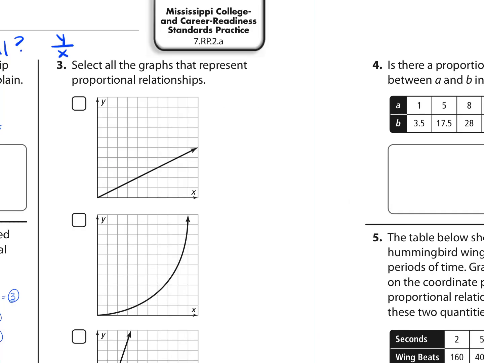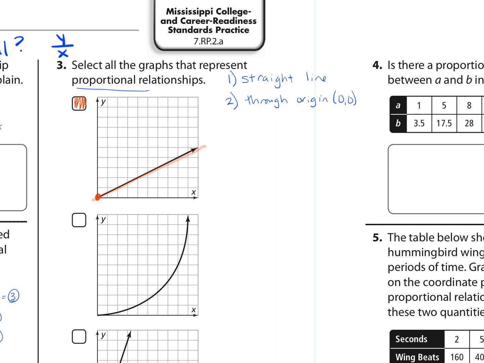Number 3, select all the graphs that represent proportional relationships. Now, if they're proportional, we're looking for 2 characteristics. Number 1, it has to be a straight line. Number 2, it has to go through the origin, which is 0, 0. So looking at each of these, the first one is a straight line. It goes through the origin here at 0, 0. So yes, it is proportional.